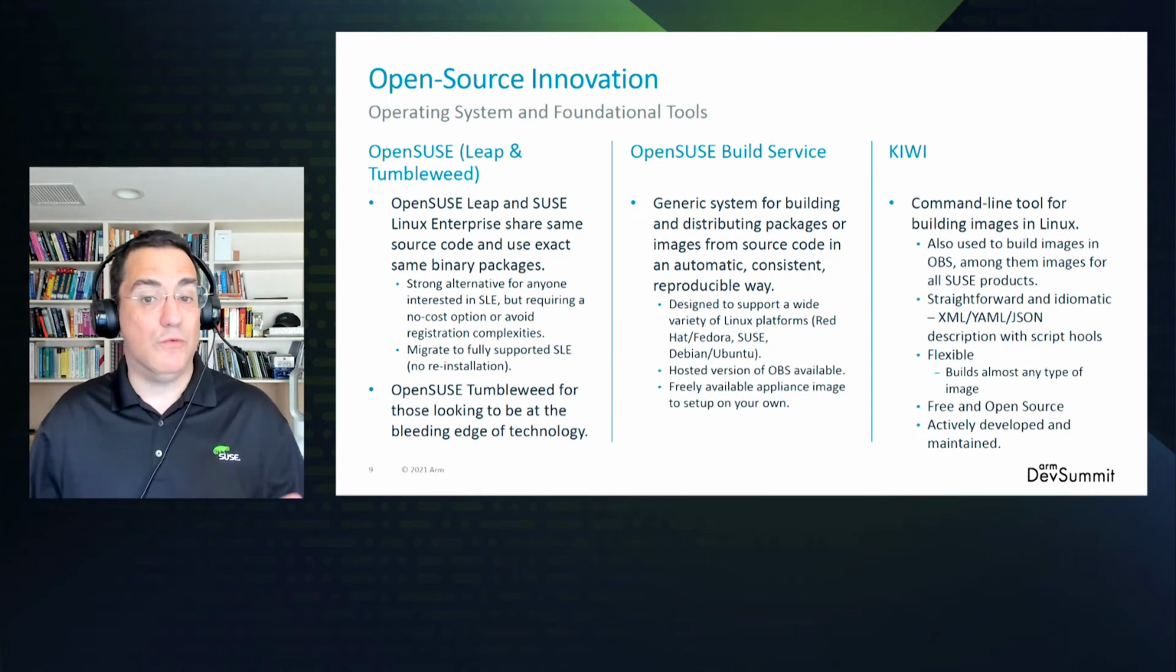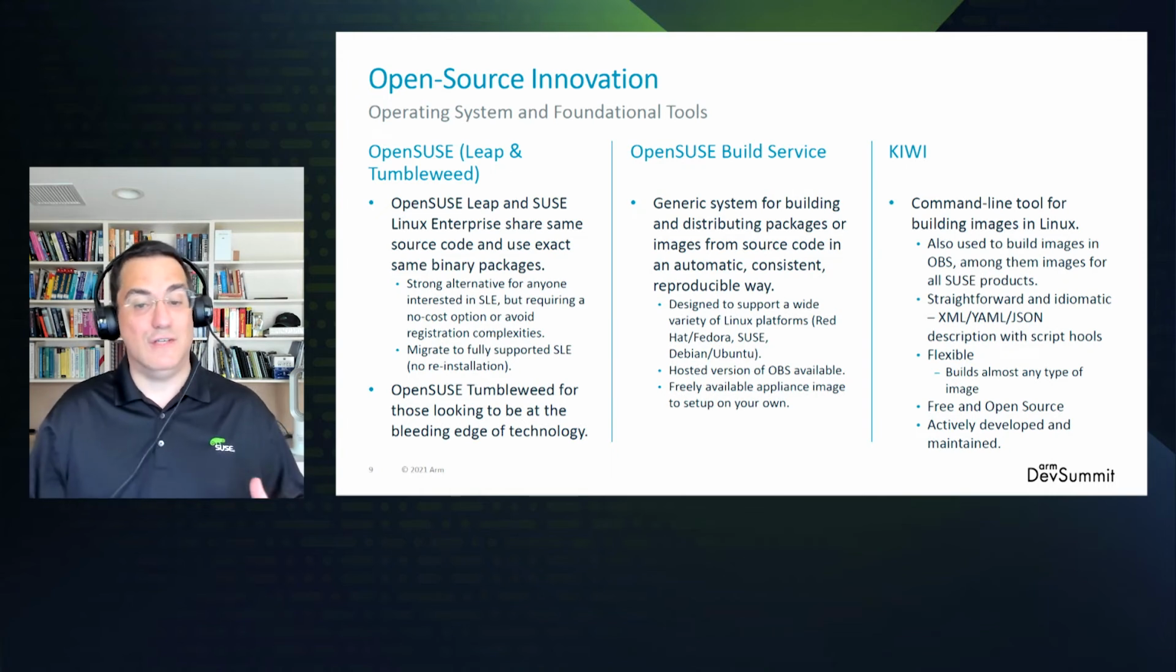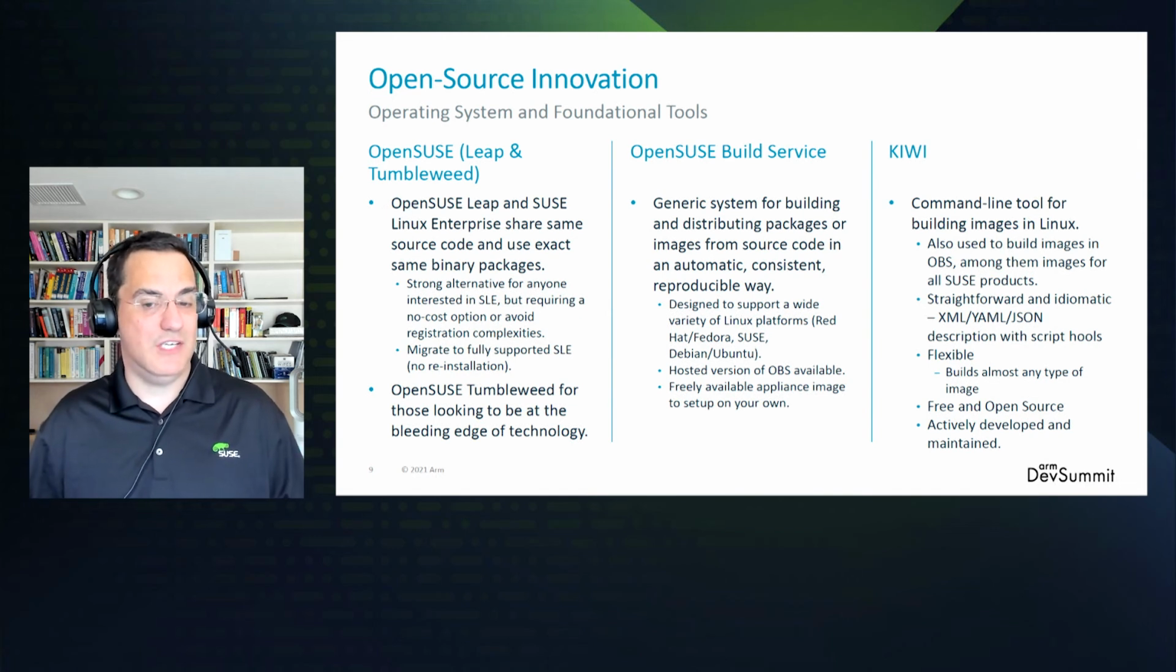KIWI is a command line tool for building images on Linux. KIWI is also used to build images in the openSUSE Build Service. As a matter of fact, that's how the SUSE Linux Enterprise distribution is built. It's straightforward and idiomatic with XML, YAML, and JSON file processing, and it's flexible, and it can build almost any type of image.